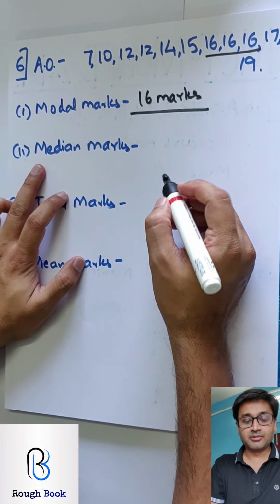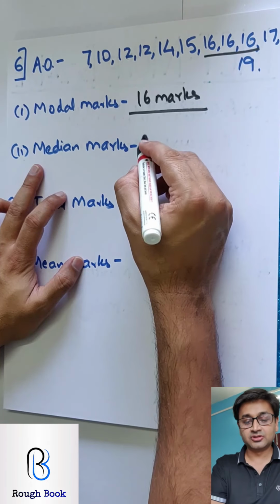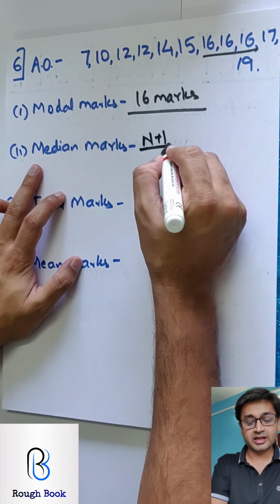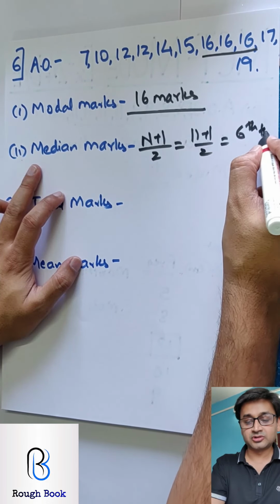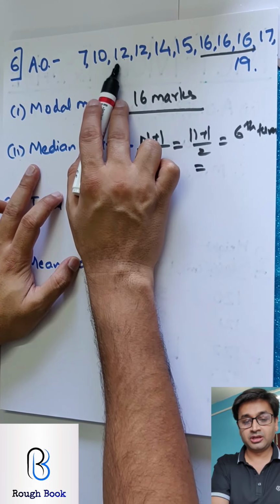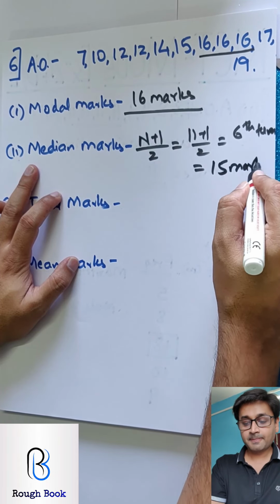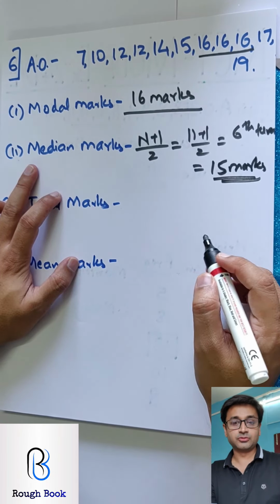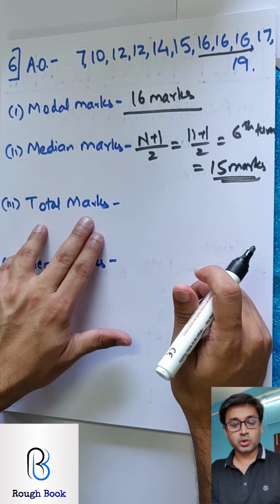Simple. Median marks. So 1, 2, 3, 4, 5, 6, 7, 8, 9, 10, 11. So 11 observations. So (n plus 1) by 2, 11 plus 1 by 2, so 12 by 2. So 6th term. So what is the 6th term? 1, 2, 3, 4, 5, 6. So the 6th term is 15. And therefore the median marks will be 15. Is that very clear? Let's go with the next one, total marks.